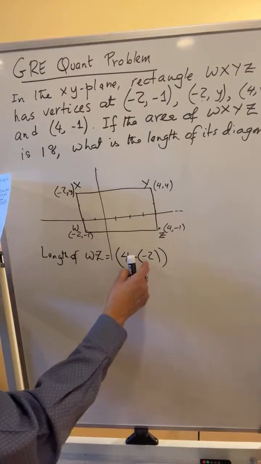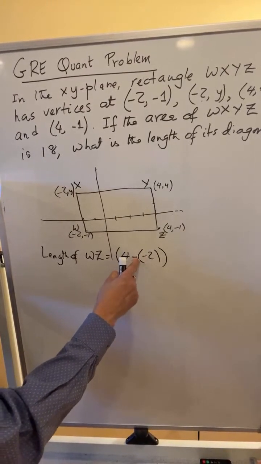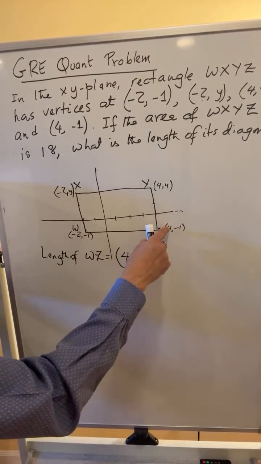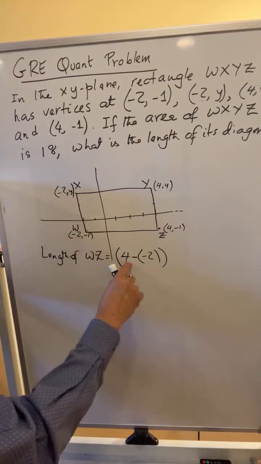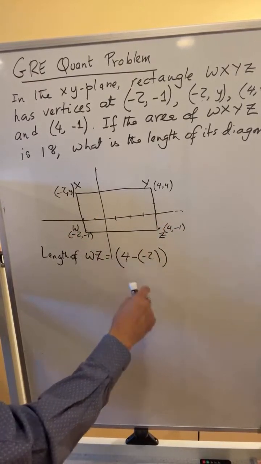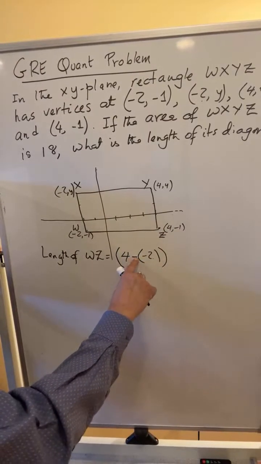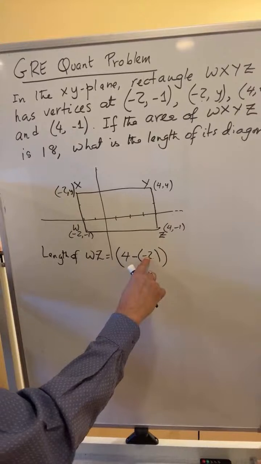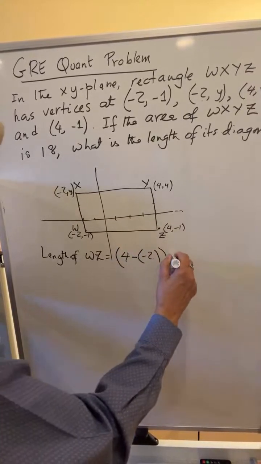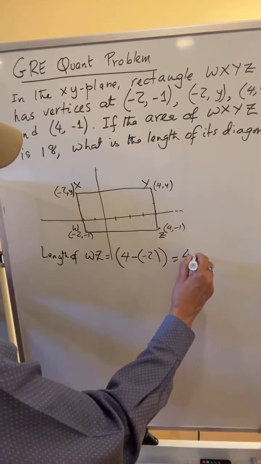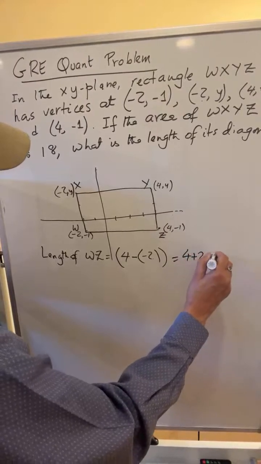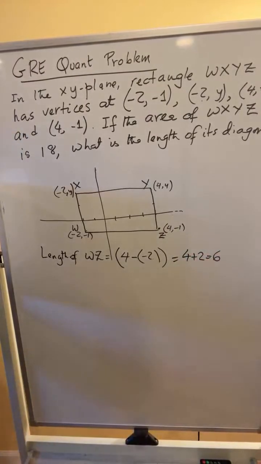This is important that you put the -2 inside a parenthesis because the difference is between 4 and -2. So 4 minus (-2). The reason I put it inside a parenthesis is because then I will distribute the minus to this minus. 2 minuses will make it plus. It is 4 plus 2 equal to 6. Okay.